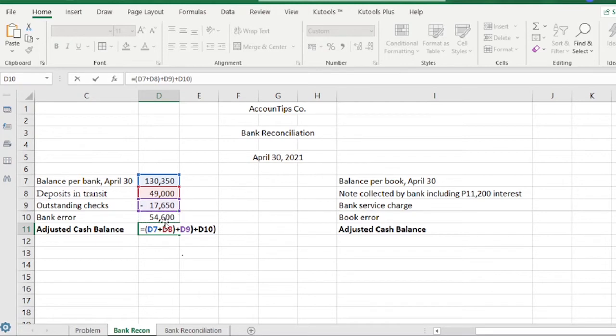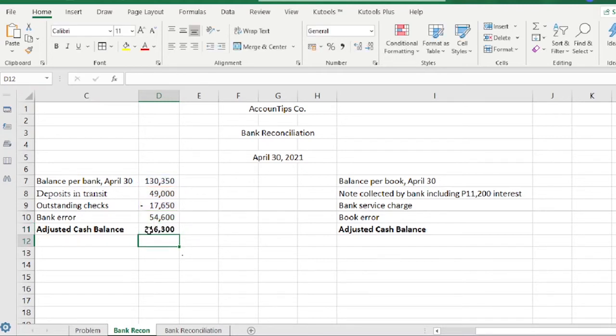I have to put a 2 open parentheses here to complete the equation. Now, the adjusted cash balance for the bank is 216,300. In order to check if this amount is correct, we can proceed to computing the adjusted cash balance per books and see if this will also be the amount that we will get.